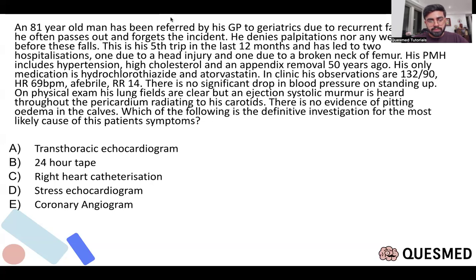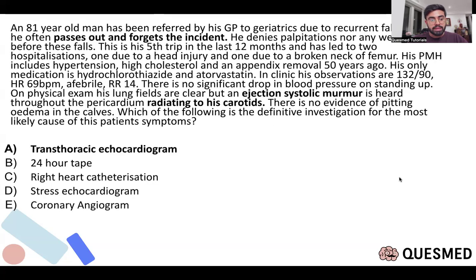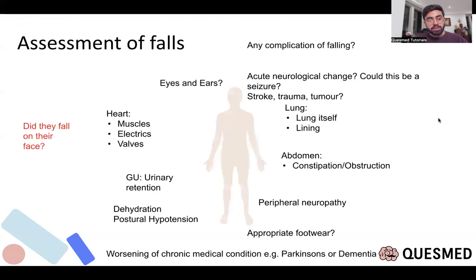Great. So the majority of people have gone for A, which is indeed the correct answer. So we've got an 81-year-old who's passed out or fainted and is unable to recall the events. They've denied any particular red flag signs, such as palpitations. Other things you want to look for are weakness and chest pain. He's on quite a few medications, the common medications that we expect, and there is no evidence of any postural drops. On examination, we find an ejection systolic murmur, and it's radiating to his carotid arteries. So the condition that we're thinking about that may be causing this is aortic sclerosis.